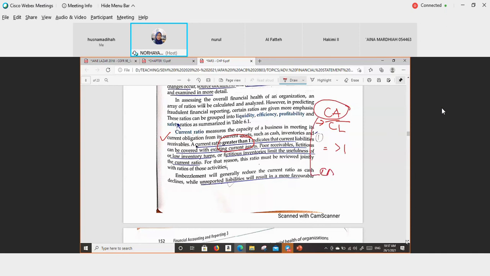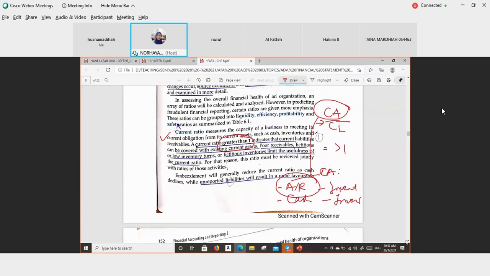Current asset tu apa dia punya composition? Apa dalam current asset? You ada account receivable, you ada cash, you ada inventory, kalau ada investment. Okay, so dia boleh manage dekat account receivable ni. Contoh account receivable, katakanlah dia ada fictitious account receivable ataupun premature account receivable.